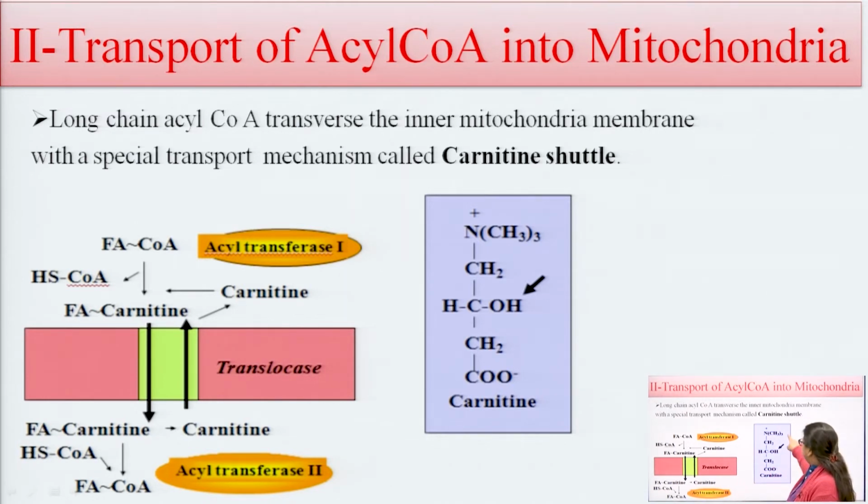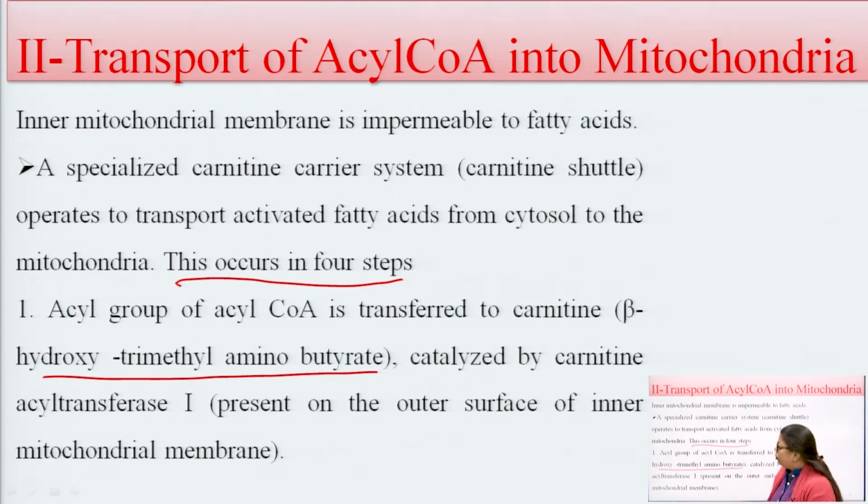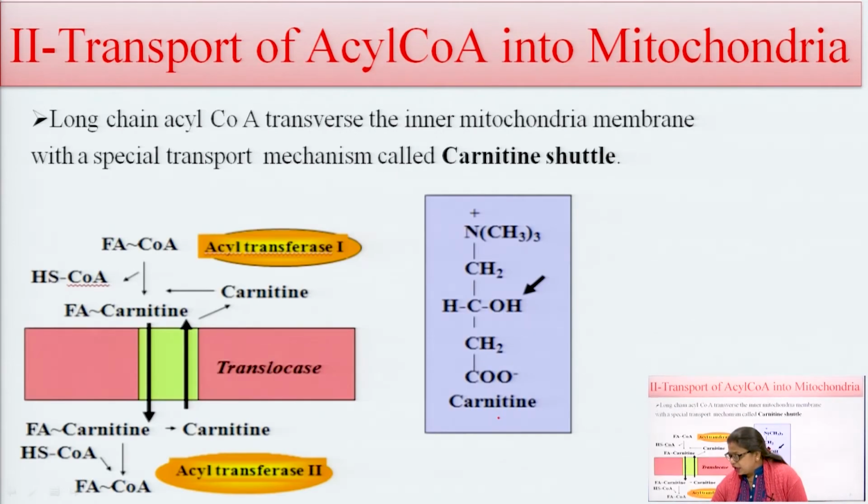This is the structure of carnitine: beta hydroxy trimethyl aminobutyrate, having the structure shown here. When the activated fatty acid is reacted with acyl transferase first, it is converted into two parts: the fatty acid or acyl group, and the other part, coenzyme A, which is freely transported from the cytosol to the inner mitochondrial matrix.